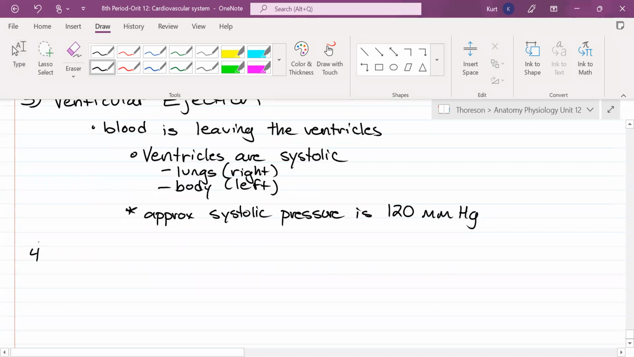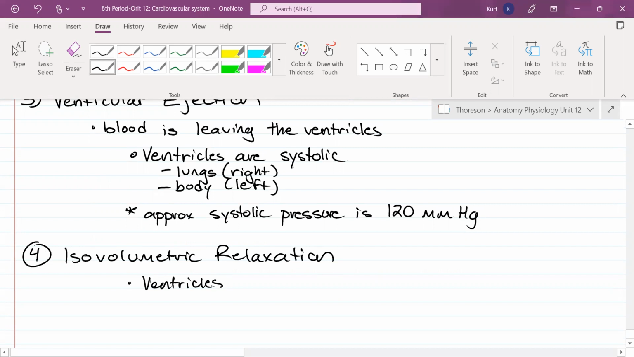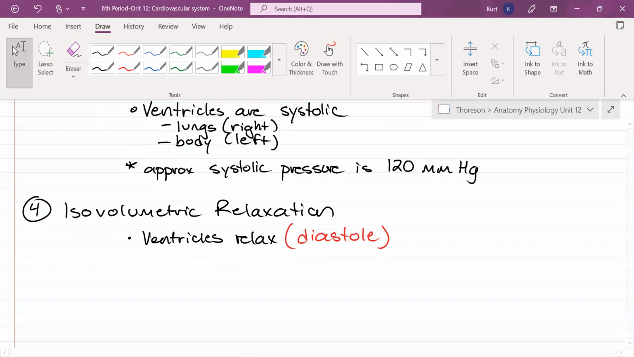Okay, fourth and final stage. We have isovolumetric relaxation. The ventricles relax. So what are they beginning to transition to? Lance? And because the ventricles are relaxing, what valves are closed? Semilunar.